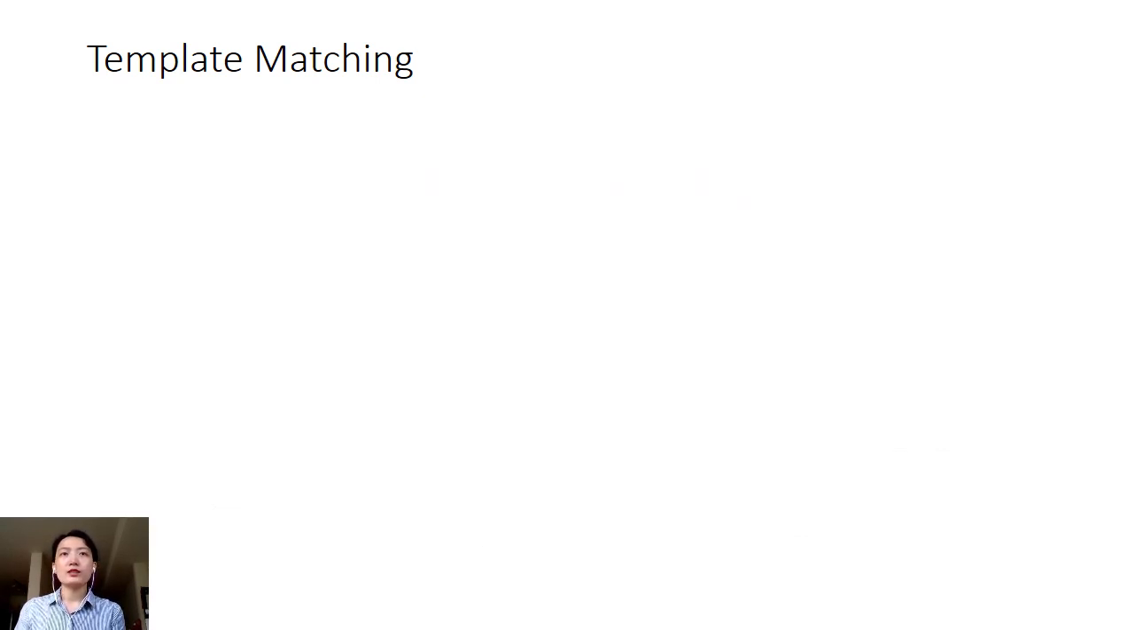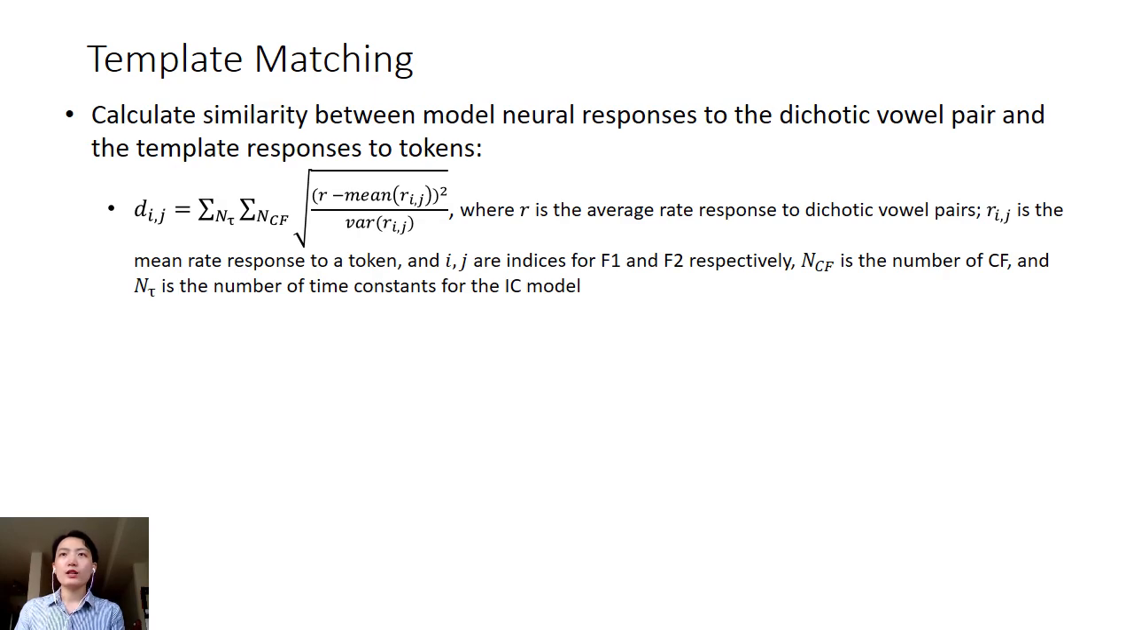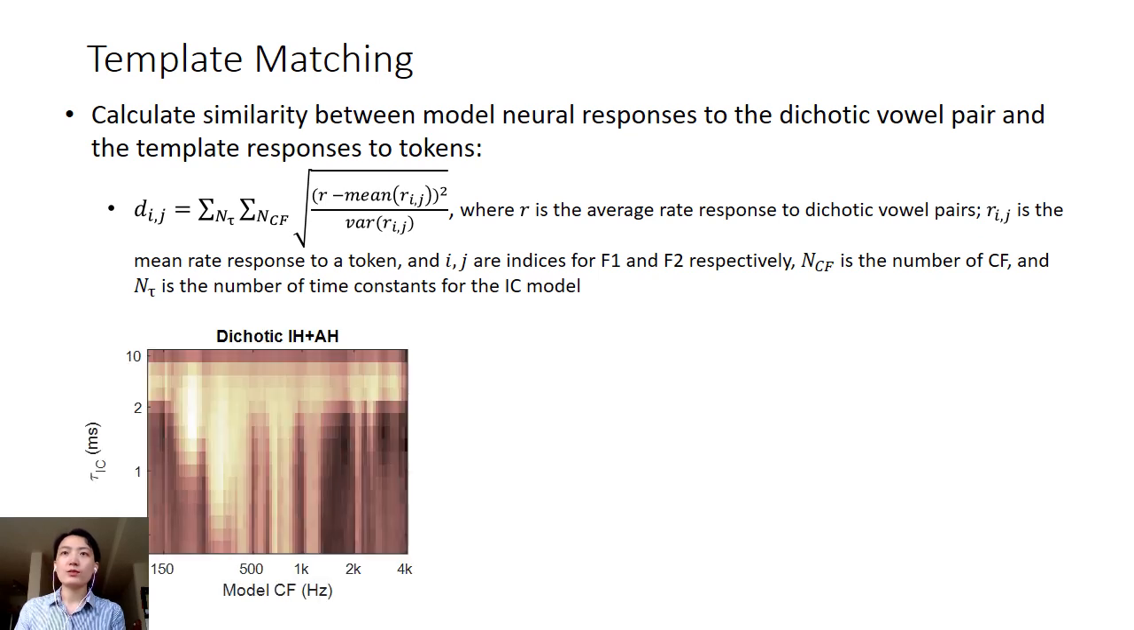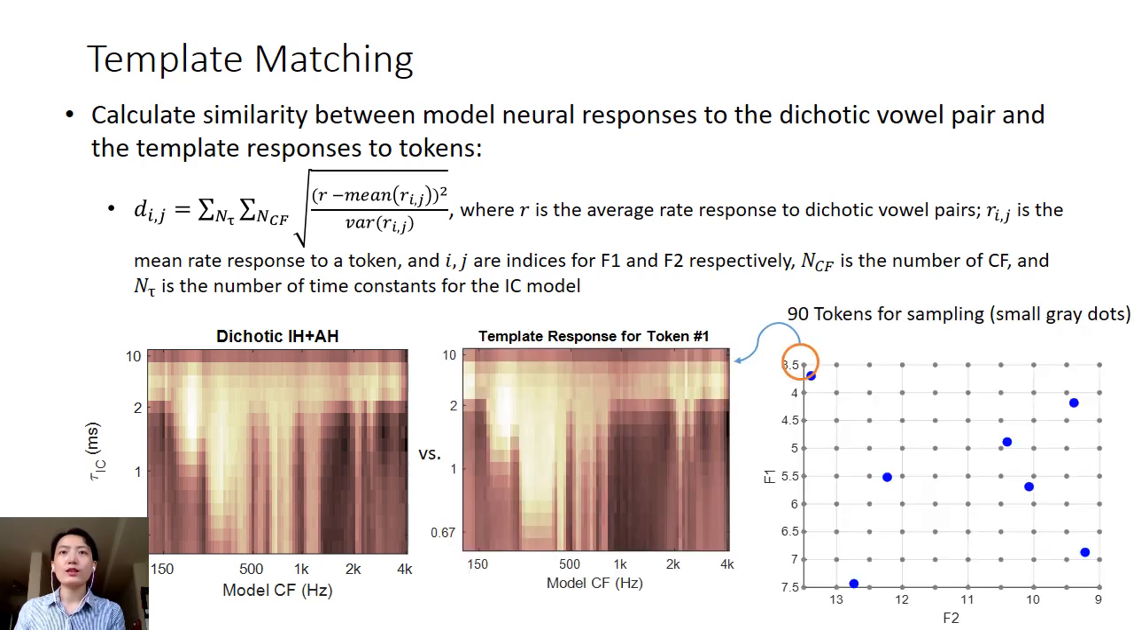For template matching, we calculate the difference between model neural responses to the dichotic vowel pair and to each of the 90 tokens to find which token has the most similar responses to the test stimuli. Here's an example. This is a model neural response to the E-A pair compared to the template responses for token number 1 located here. We calculate the distance between the two and also for all tokens.